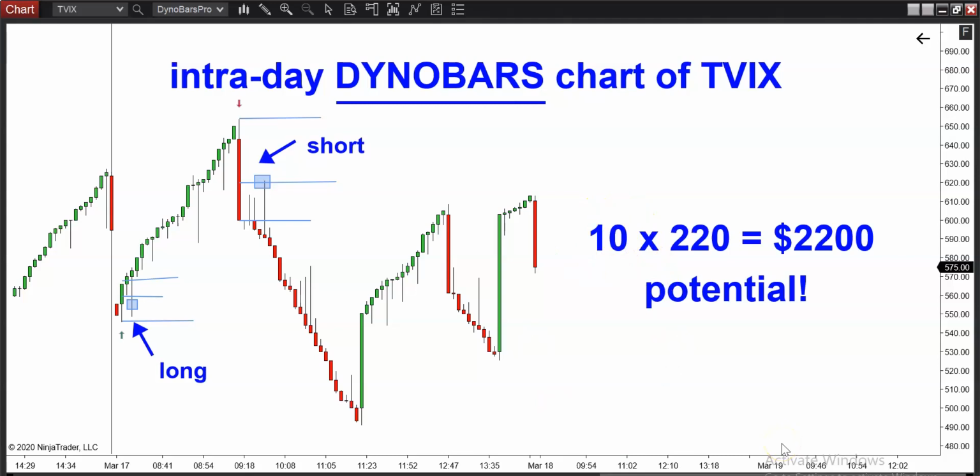So you can bet your butt that I'm going to be following the TVIX every single day now. I'm going to be putting it into my watch list. I'm going to be firing up a Dino Bars chart on the VIX. And I'm going to be looking for absolutely outrageous moves like we saw today.